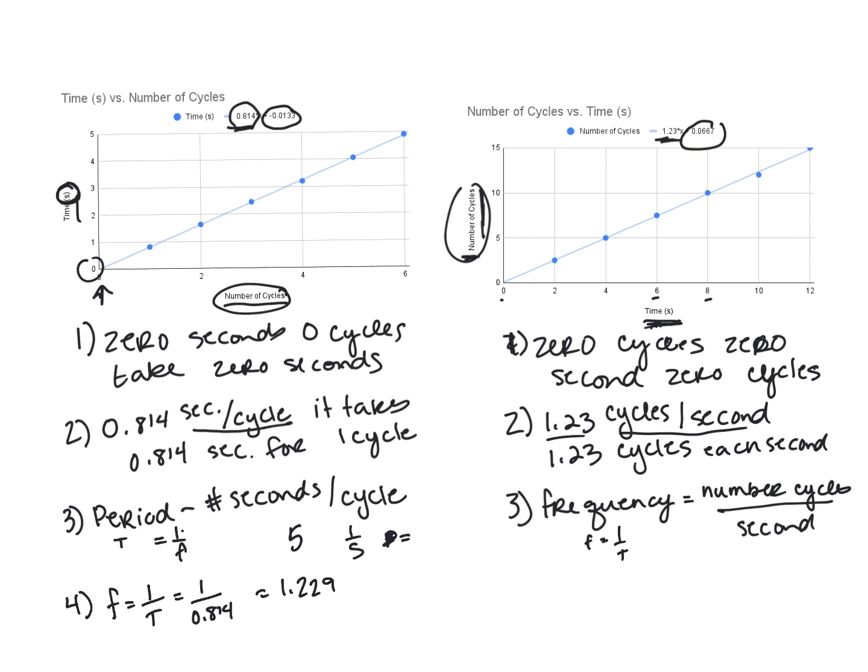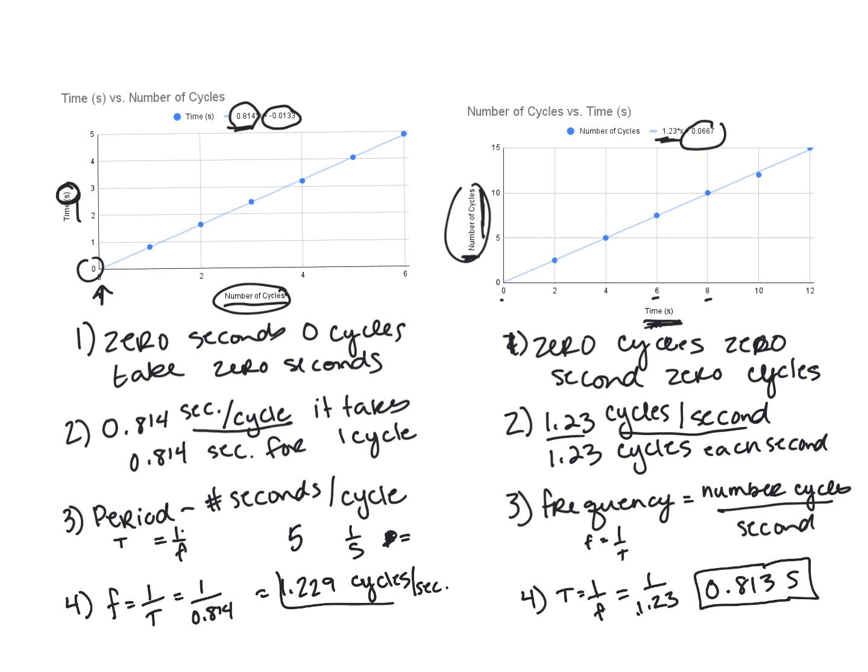And then on the other graph, to get the period, it's going to be 1 over the frequency. So I will do 1 divided by the frequency of 1.23. 1 divided by 1.23 gives me 0.813. And I should put a unit after these. The unit for period is seconds, and the unit for frequency is cycles per second. I'll give you a different way of writing that in a bit.